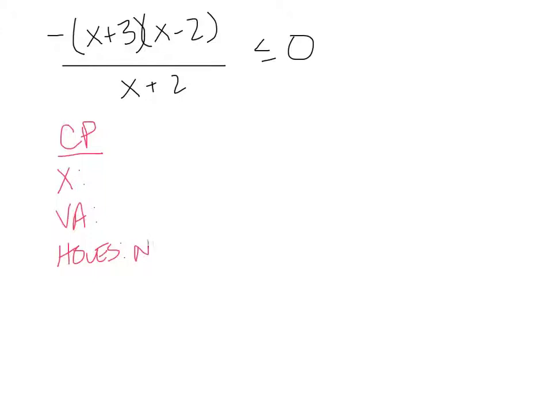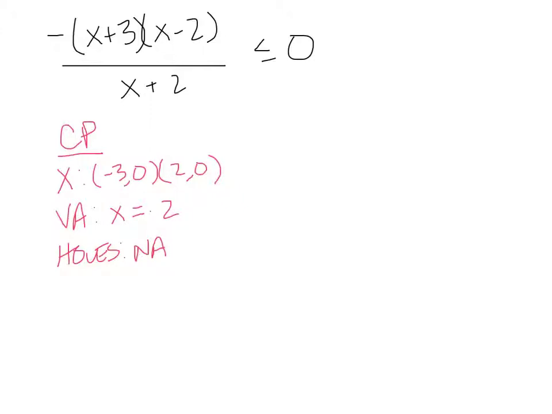No holes in this one, so yay, there was at least that silver lining. We do have a couple x-intercepts, and we have a vertical asymptote. So the x-intercepts are what's going to make those factors equal to 0. So we're going to have an x-intercept at negative 3. We're going to have an x-intercept at 2. Then the vertical asymptote is going to be x equals negative 2.